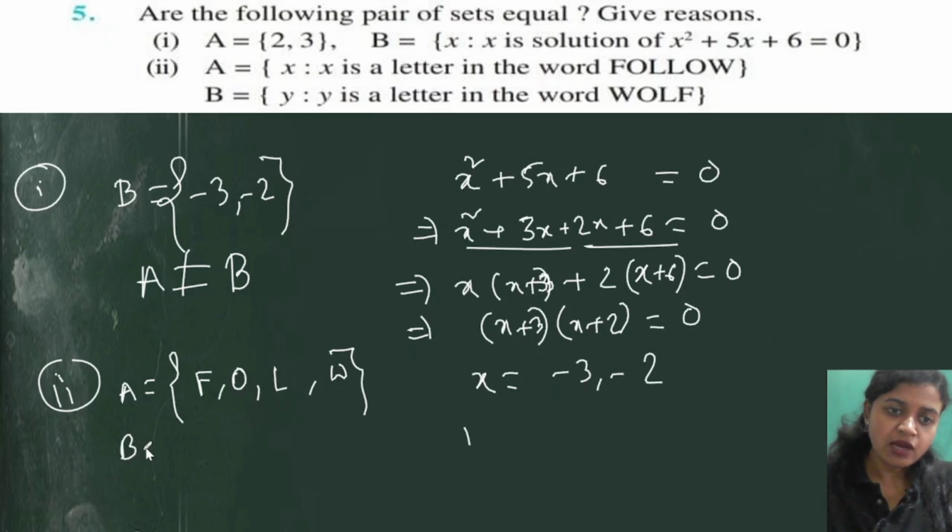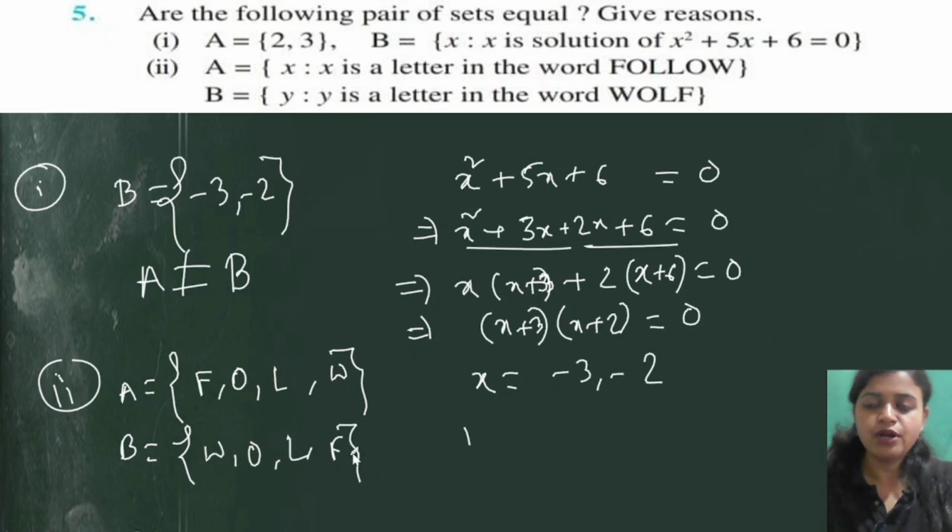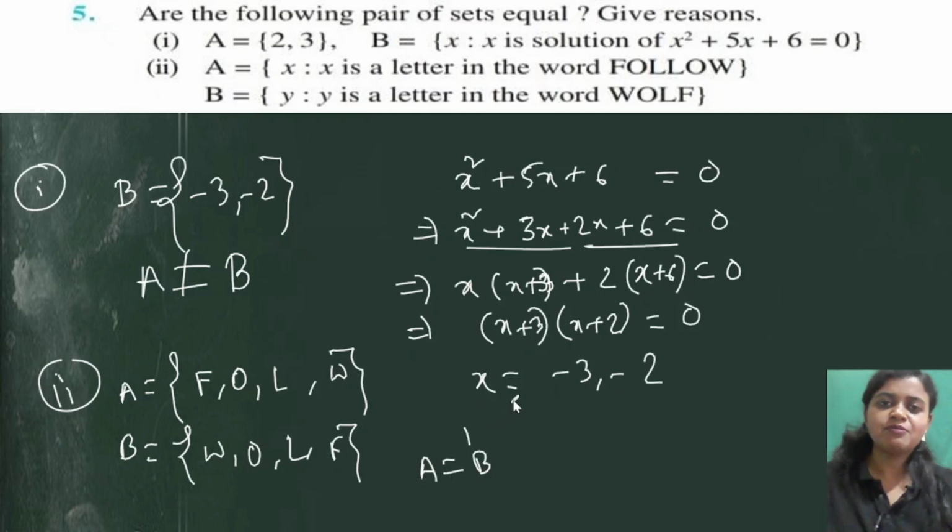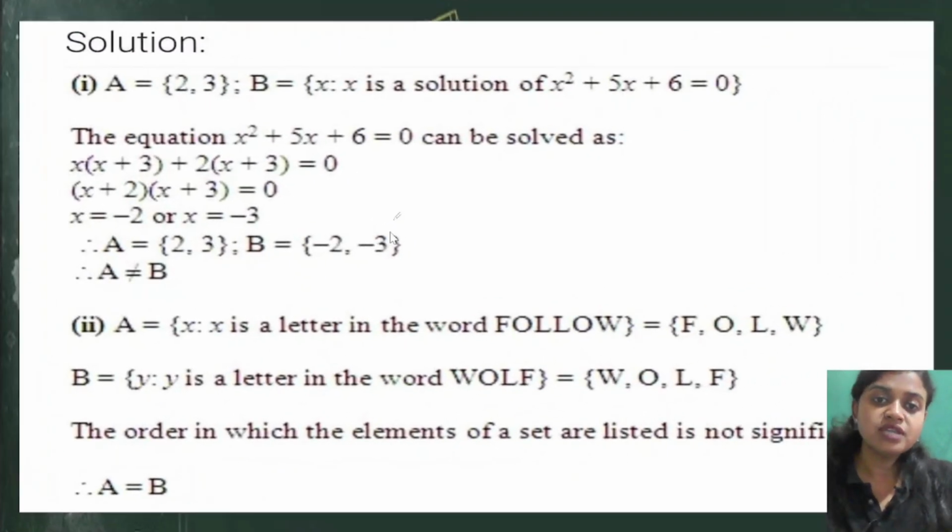Now, what are the elements of B? W, O, L, F. These are the elements of B. We see the order is not the same, but the exact same elements are present in both sets. That's why we say A equals B. I hope question number 5 is clear. There is a little solution in printed form, so you can make your notes from this page.